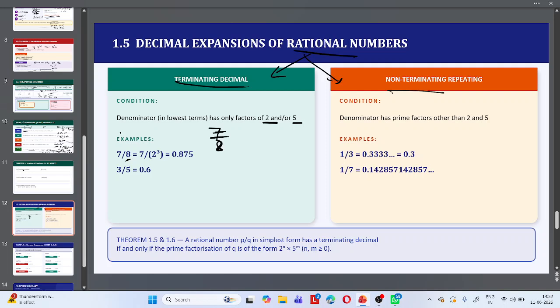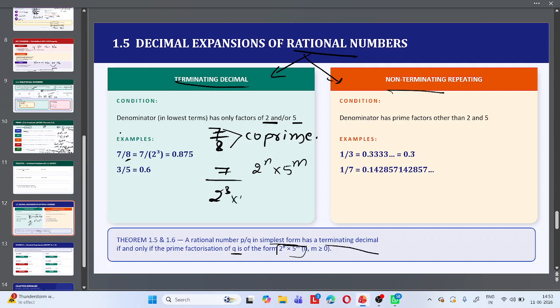Least form means p and q should be co-primes. This is the condition. Here 7 and 8 are co-primes, and 8 can be written as 2 to the power of 3. It means the denominator has 2 as a prime, so it is terminating. Or we can say that any rational number p by q, in simplest form, has a terminating decimal if and only if the prime factorization of q, that is the denominator, is in the form of 2 to the power of n and 5 to the power of m.